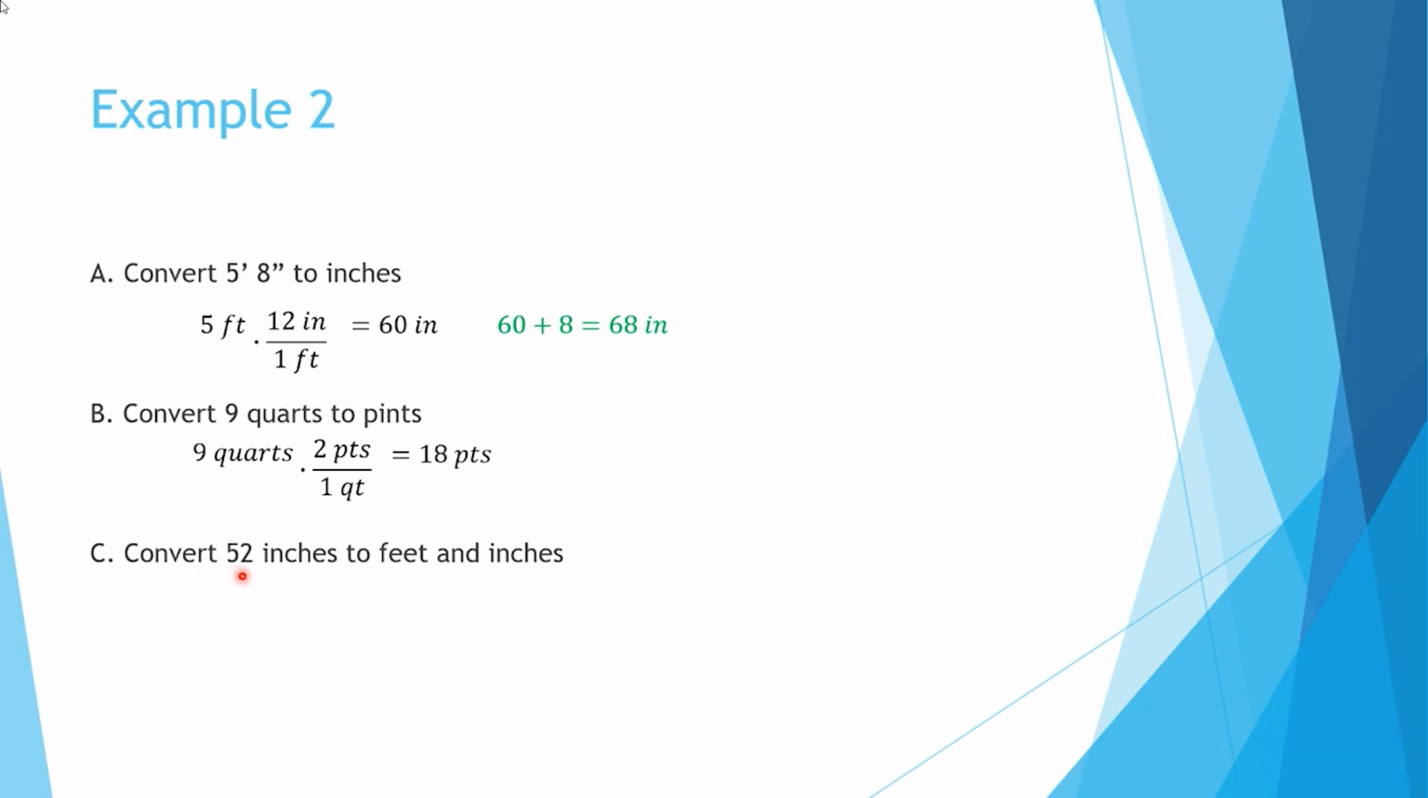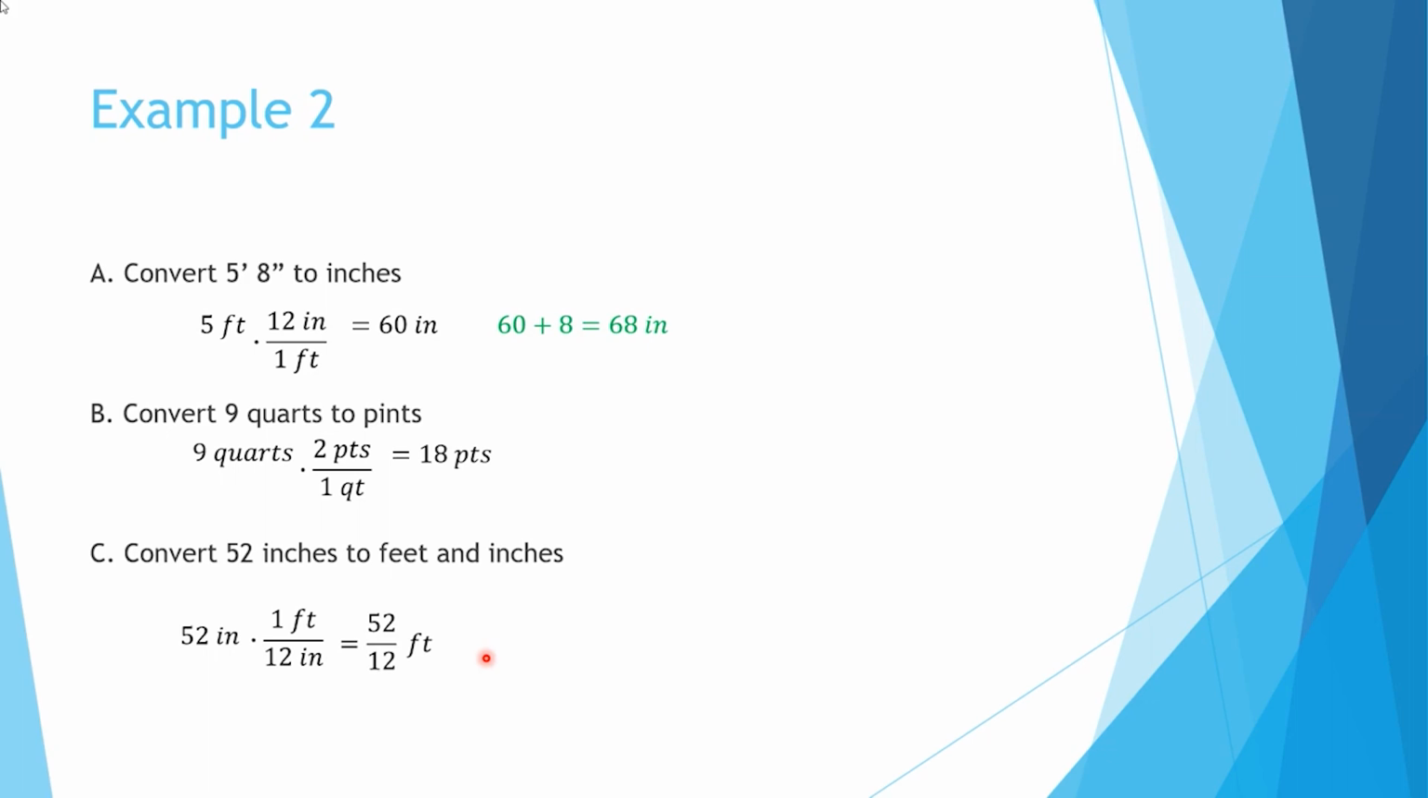Now what about converting 52 inches to feet and inches? So how do you do that? So you know that for 1 foot, there's 12 inches. You want to put the inches diagonally and feet on top. The inches cancel, that leaves you with 52 over 12.